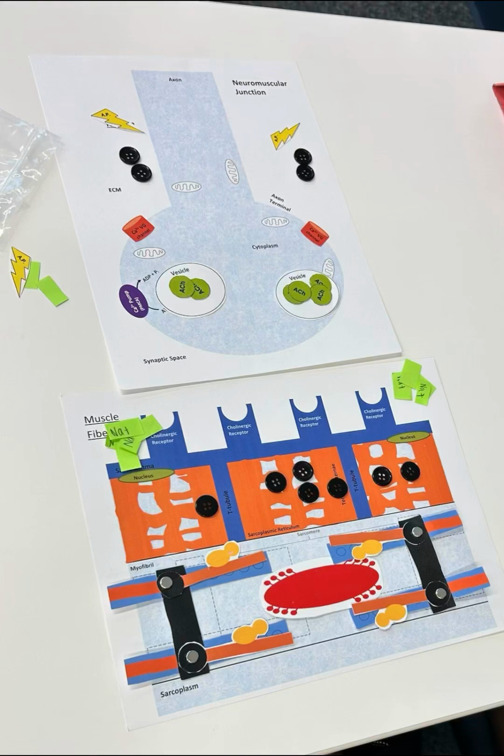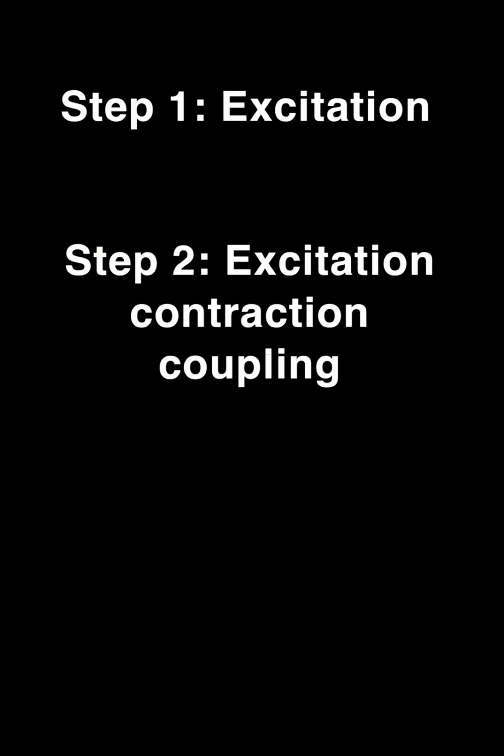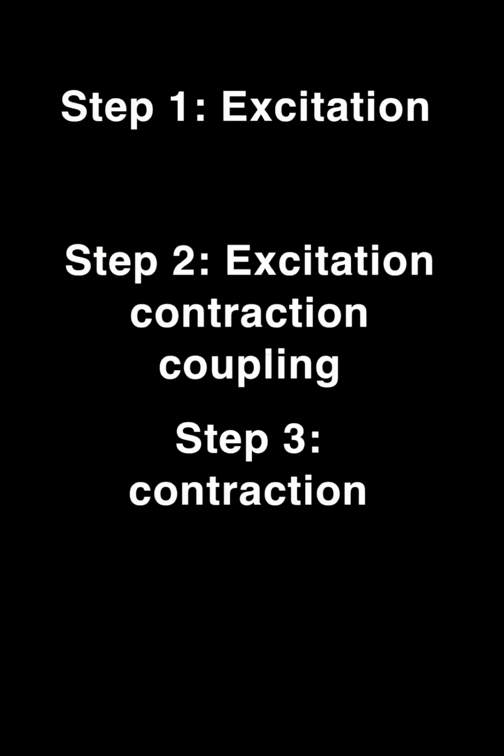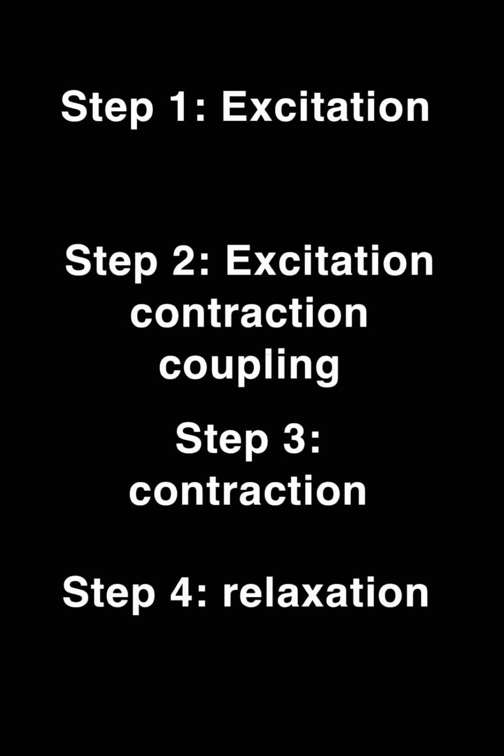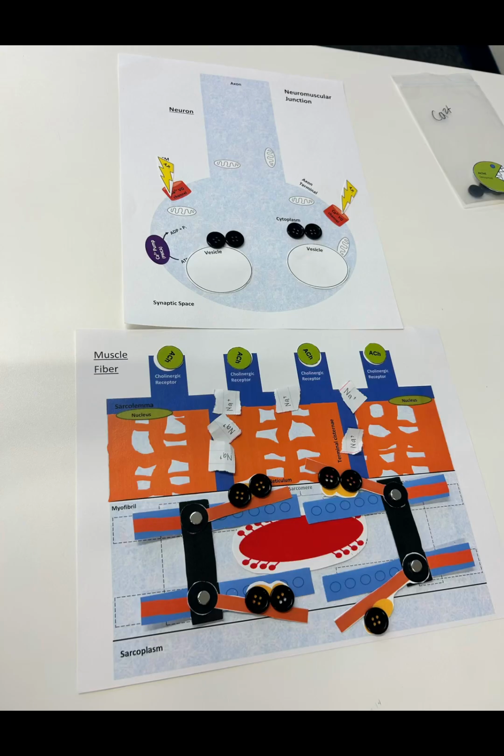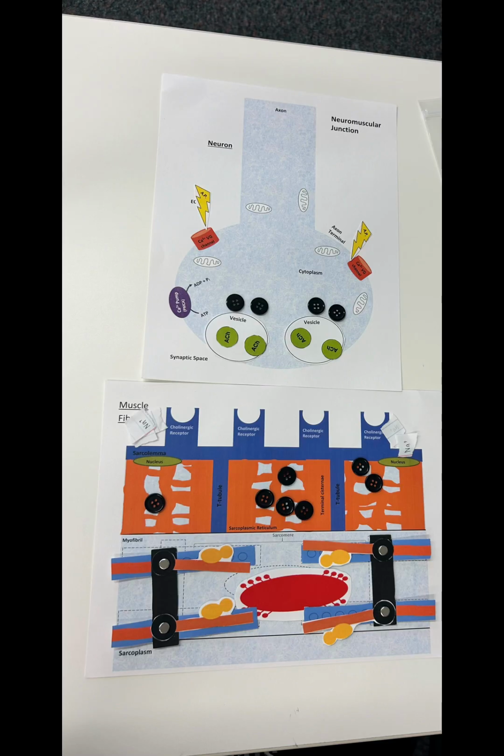So in the first picture, you can see the beginning of muscle contraction, which is also known as excitation. Muscle contractions happen in four main steps: excitation, contraction coupling, contraction, and relaxation. Now in the first step, you can see that action potential happens and then touches the voltage-gated calcium channels.